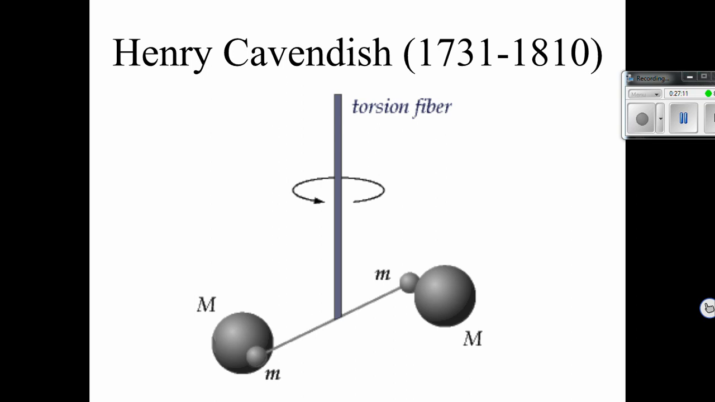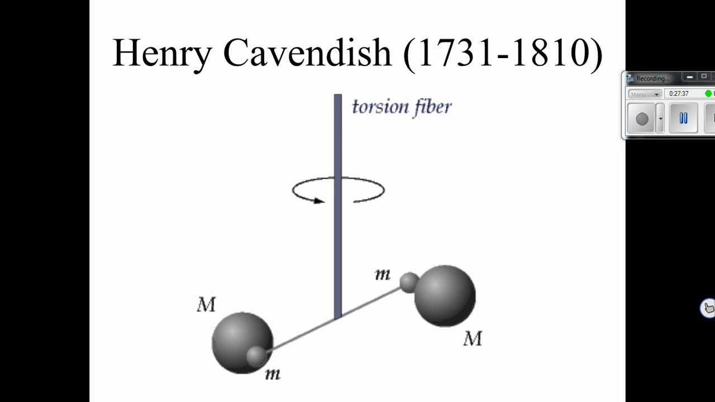Here's what he did. He took a cable, and from that cable he hung a bar with 2 masses on the ends of it. And he brought 2 larger masses close to the smaller masses and recognized that those masses would have an attraction gravitationally to one another. And that attraction would cause the cable to twist. And the cable was set up so it was kind of like spring-loaded, so that it would twist a little bit and then kind of bounce back. And he knew how much force it took to twist it.